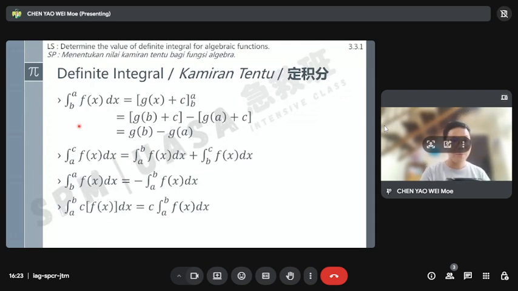Okay, before that we learned about the indefinite integral. What is the indefinite integral? You learned it in part 1, so watch part 1. If you know what the indefinite integral is and the relationship between differentiation and integration, then here is the second part.